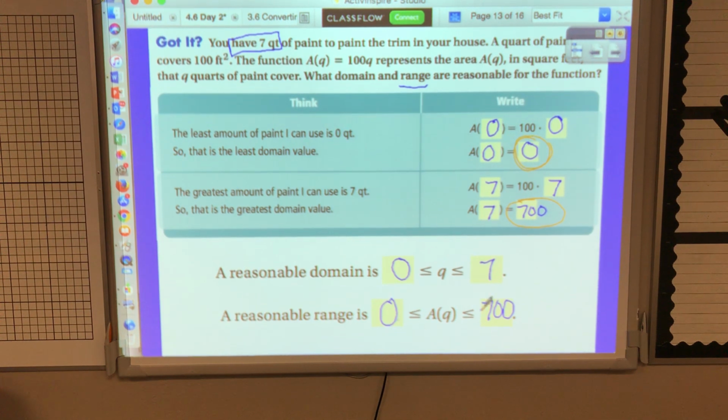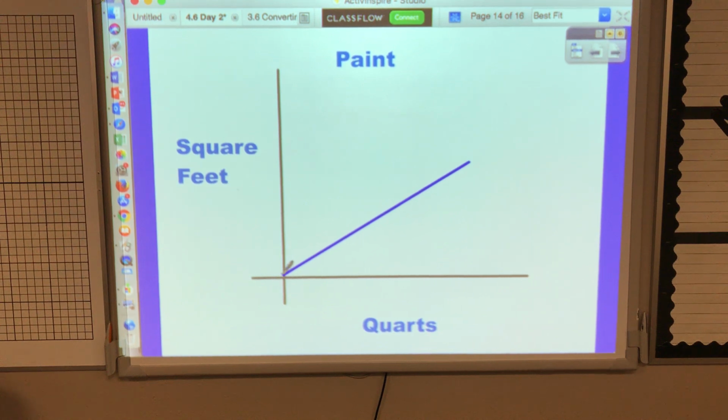So what would that look like on a graph? Remember thinking about is it a set domain or a limited domain? It's going to be a segment because it's between 2 values. So our graph would have a dot at one end and a dot at the other end. This dot would be at 0. This dot right here would be at 7. So when you're thinking about your graph, this is how it would look: 7, 6, 5, 4, 3, 2, and 1. That's my domain from my x. Whereas my range, this dot right here, has to be represented at 700.